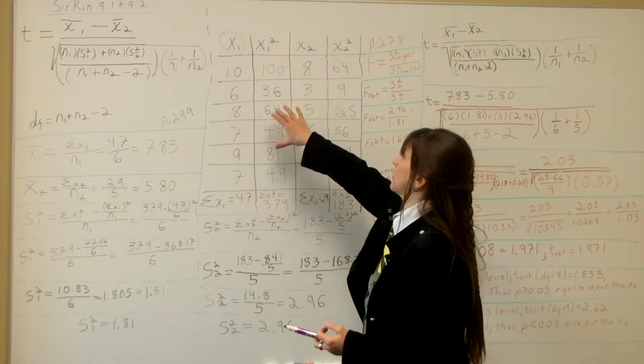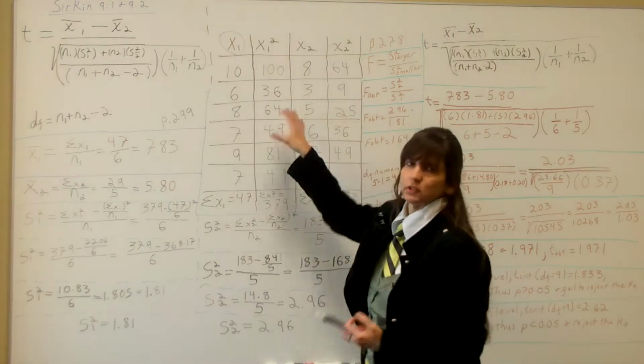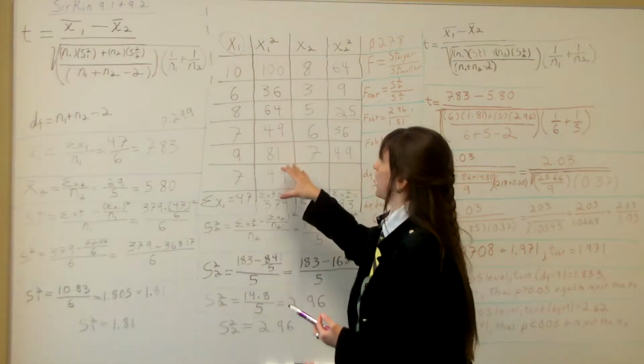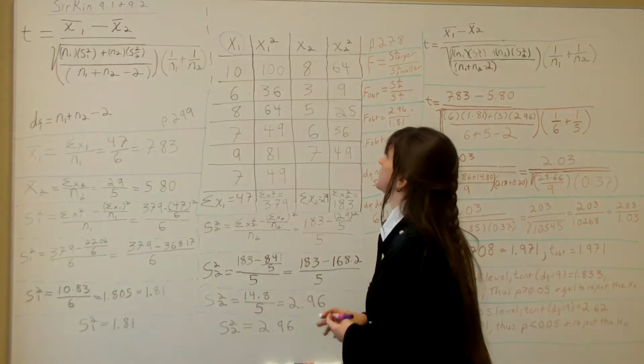I constructed my columns differently than in the book. I like to put my squared number right next to my regular one so it's easier for me to do it. Since we're right on the table, I'm going to explain how to do the next column before we figure out the mean.